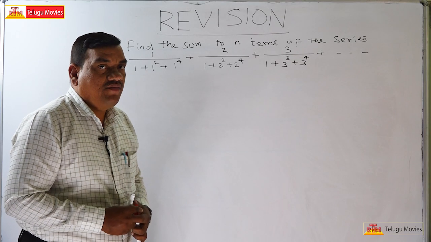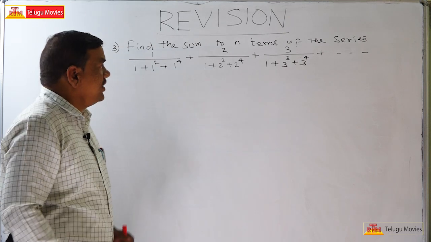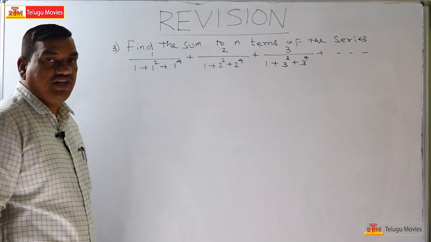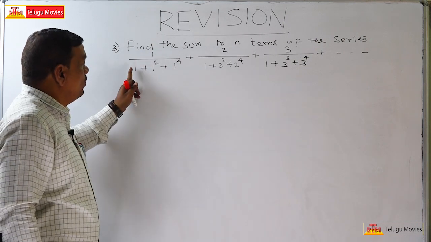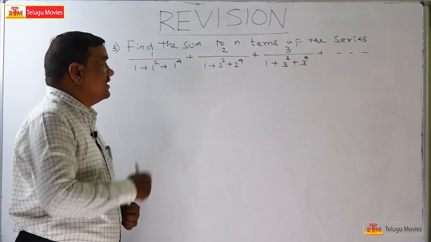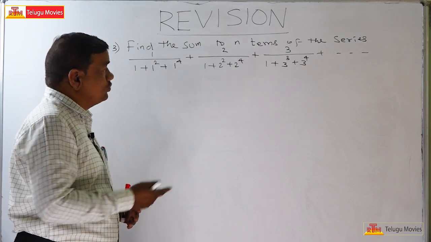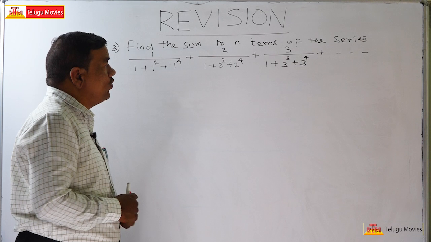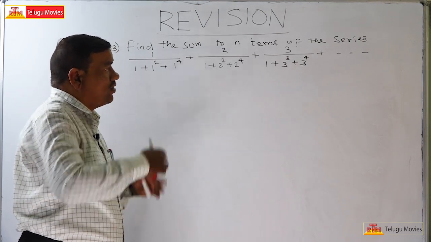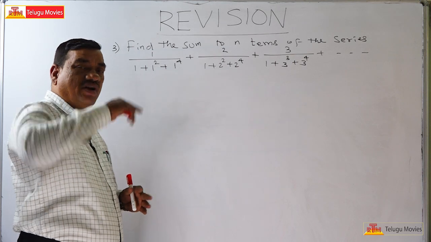Hi students, welcome to this problem. See here, find the sum to n terms of this series: 1 by 1 plus 1 square plus 1 to the power of 4, plus 2 by 1 plus 2 square plus 2 to the power of 4, plus 3 by 1 plus 3 square plus 3 to the power of 4, and the series will go on. It is an infinite series.